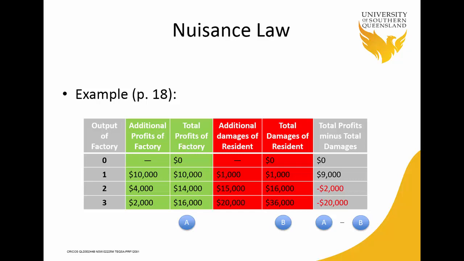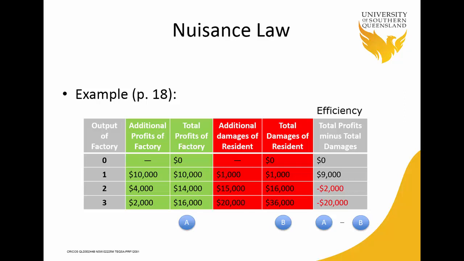At 1 unit you would get a total profit of 9,000, but above that, when you get to the second or the third units, you get negative numbers. So you actually get net losses. So $2,000 at 2 units, and then minus 20,000 when it is an output of 3 units.